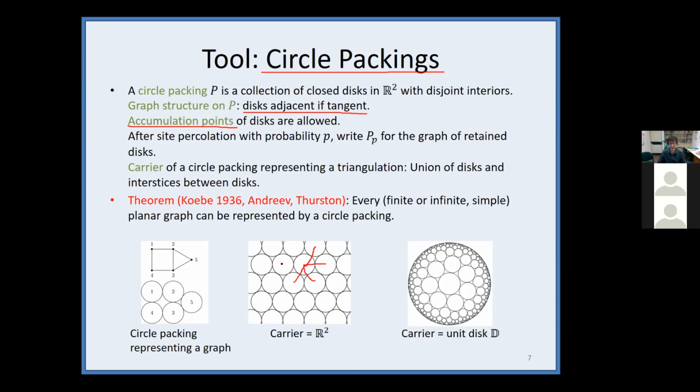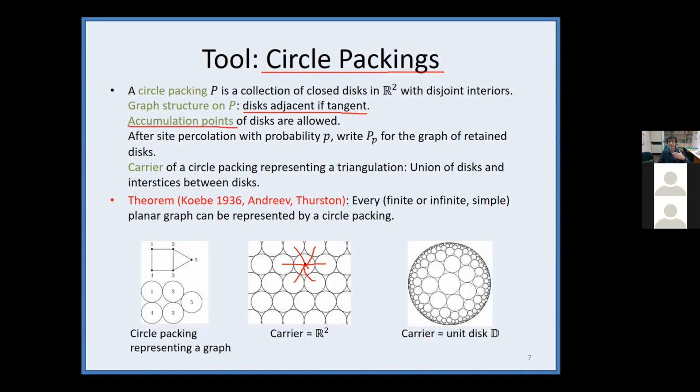In this case, I will get the triangular lattice as the graph. By the way, I didn't mention, but I should have, that the PC of the triangular lattice is exactly 1/2. So the conjecture of Benjamini is tight in that example, the recurrent case. In any case, we will later do site percolation on such circle packing.